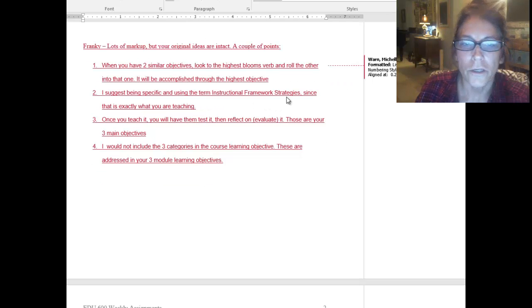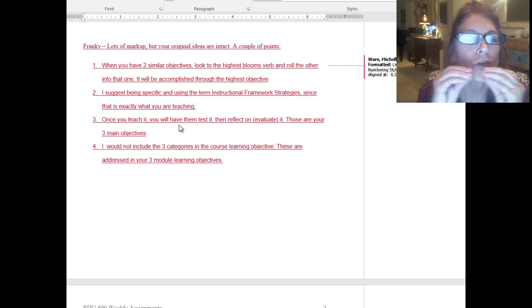Also, use the term instructional framework strategy since that's what you're teaching. So go ahead and just use that. Be bold about that, okay? The more specific you can be about what you're teaching, the easier it is to develop those lessons, okay?